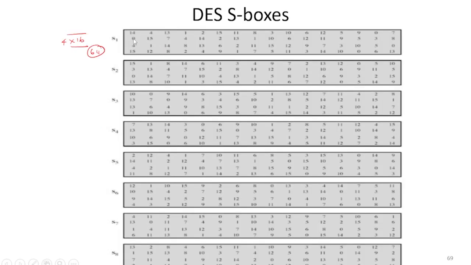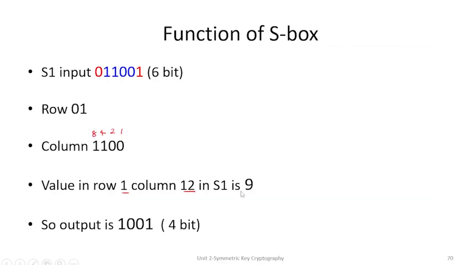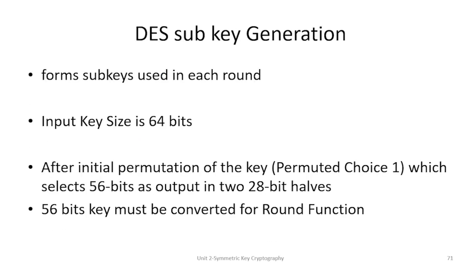So you just refer to row 1, this is row 1. This is row 0: 0 0 0 1 1 0 1 1. For column 12, count 0 1 2 3 4 5 6 7 8 9 10 11 12, the 12th column in the first row. So the answer is 9. You write the 9 as a 4-bit value, 1001. So the S box takes a 6-bit input and the output is 4-bit. Like that, totally 8 S boxes are available.